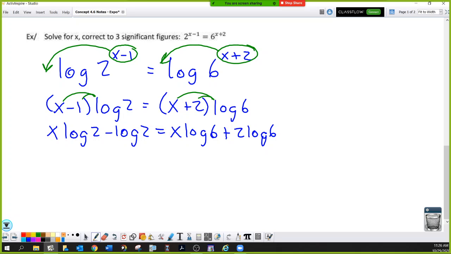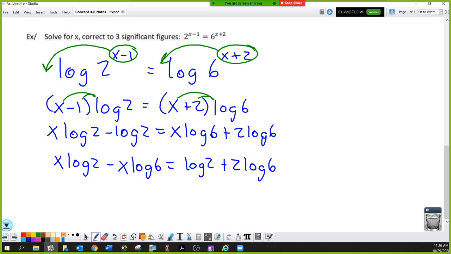Since we're trying to solve for x, what you would do at this point is gather all your x's to one side and anything without an x to the other side. So x log 2 can stay put. I'm going to subtract x log 6 from both sides. And on the left side, I did have that minus log 2, so I'm going to go ahead and add it to the right side. And I have log 2 plus 2 log 6. You see, I just brought everything with an x to the left, and anything without x, just sent it over to the right side.